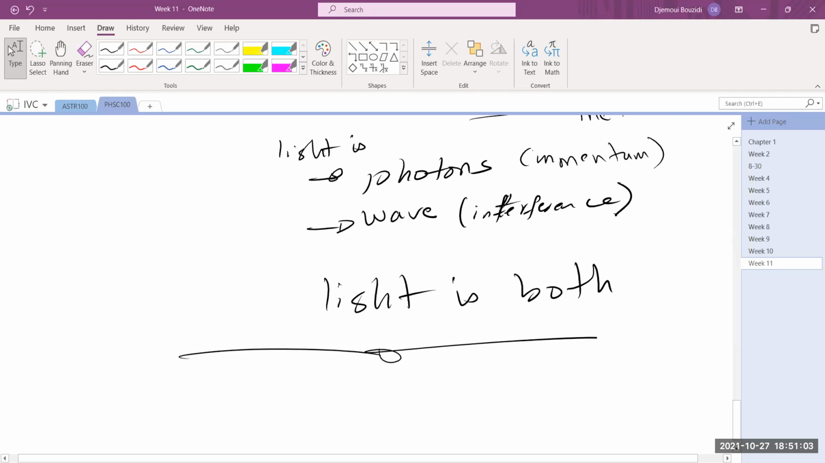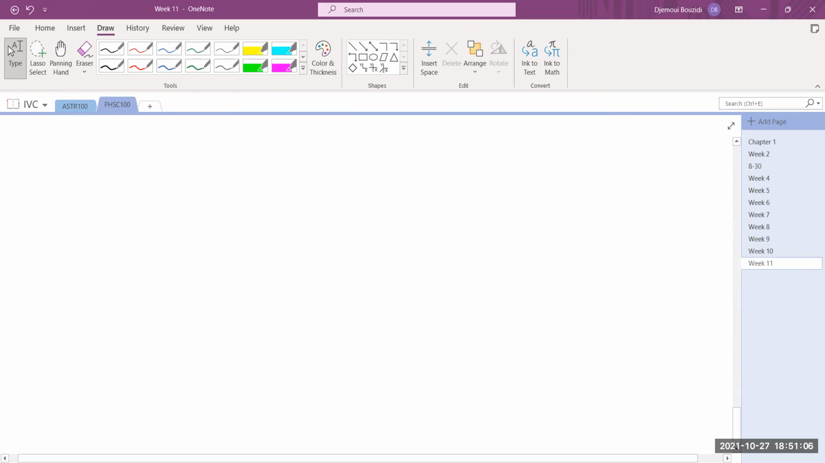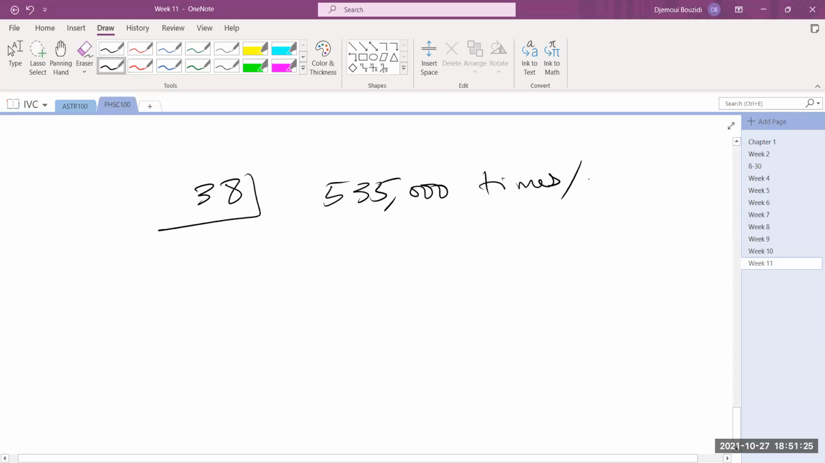So again, Problem 38. It says electrons on a radio broadcasting tower are forced to oscillate up and down an antenna 535,000 times per second. Show that the wavelength of the radio wave is 561 meters, half a kilometer. This is a typical radio wave signal.